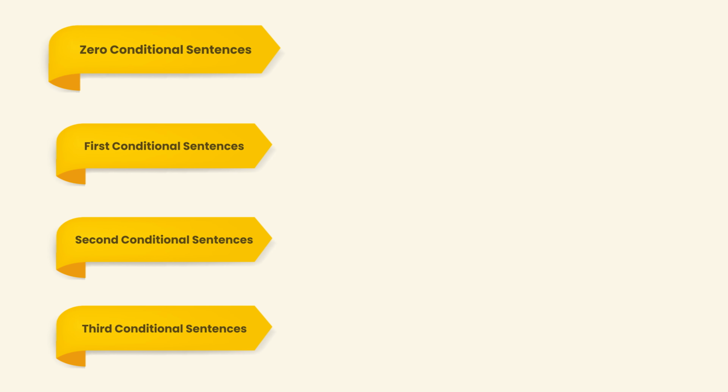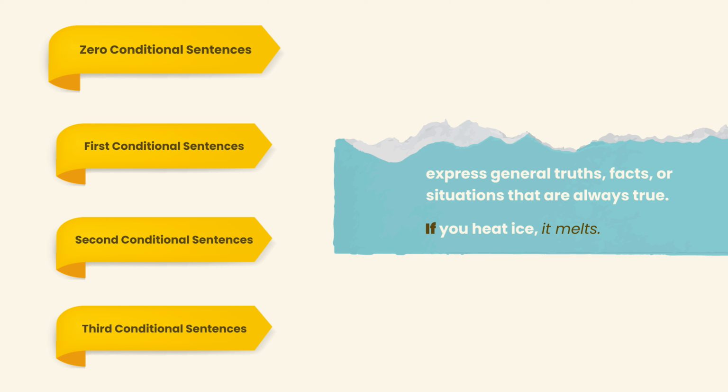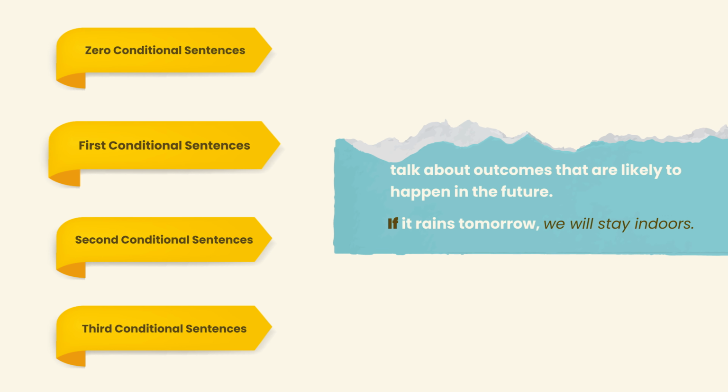Zero conditional sentences express general truths, facts, or situations that are always true. Example: if you heat ice, it melts. First conditional sentences talk about outcomes that are likely to happen in the future. Example: if it rains tomorrow, we will stay indoors.